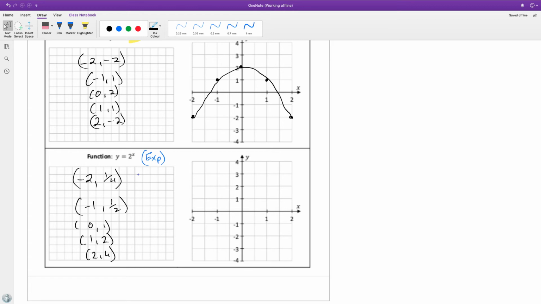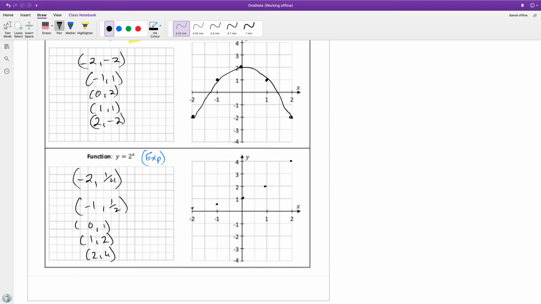The x is up as a power. All right, that's what tells me it's exponential. The x is up here as a power. So if we look at it, -2 is a quarter, which is about there. -1 is a half, which is about there. 0 is 1, about there. 1 is 2, about there. And 2 is 4, about there.